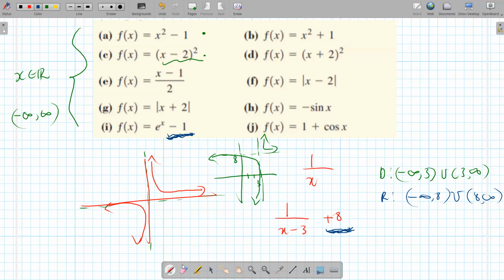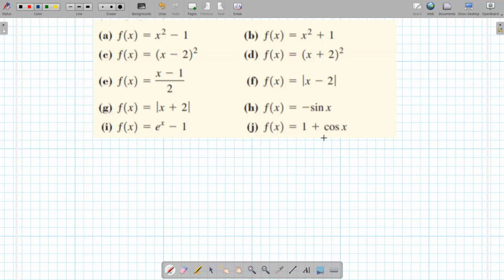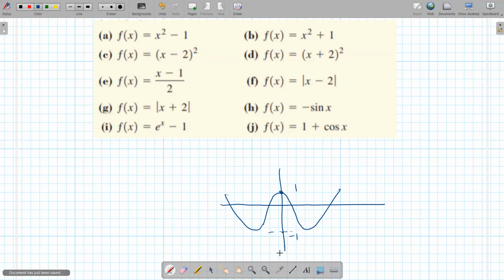So those are kind of like the standouts. Let's do one more here, J, and then we'll call this one done. What's the transformation here? What's going on with the cosine of x? Cosine of x looks like this, the parent function. 1 plus cosine, so isn't that just cosine x plus 1, really?